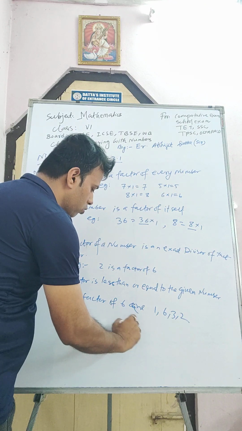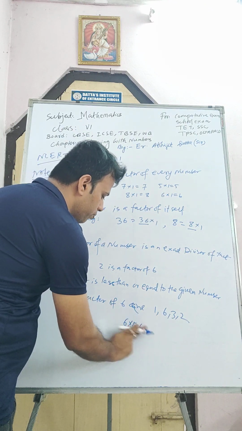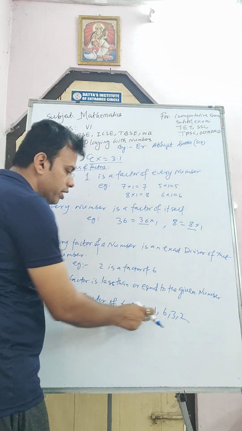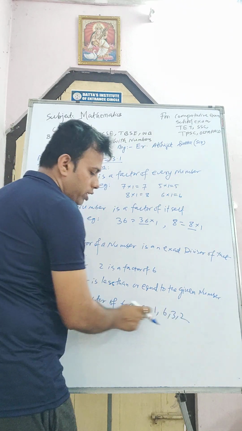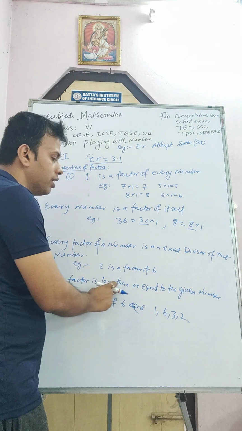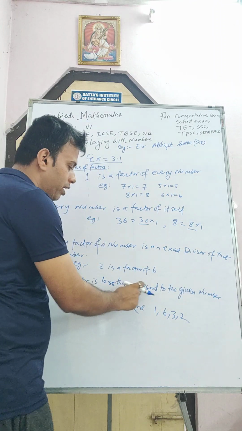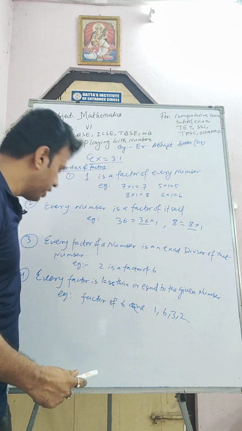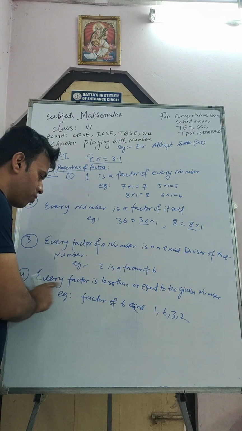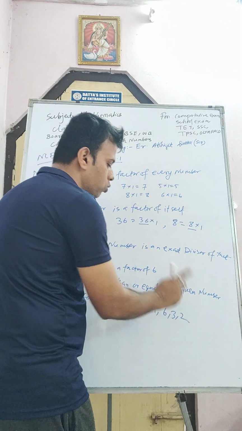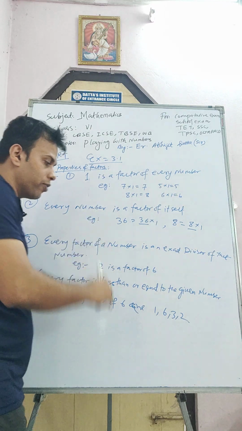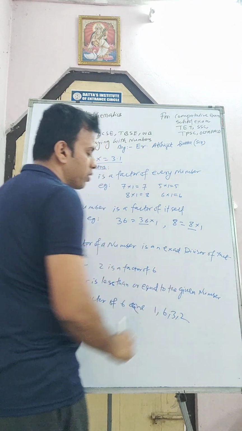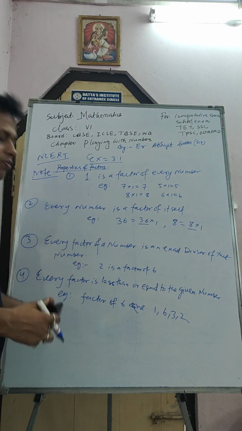If I take the factors of 6, there is 6 into 1 equal to 6. So 1 is less than 6, that is a small number. 3 is also less than 6, and 2 is also less than 6. That is, we can say every factor is less than the given number. Now, or equal: 6 is also a factor. So 6 is equal to 6, isn't it? That's why they said every factor is less than, that is, 1, 3, 2 are less than the number 6, and equal, that is, 6 is also a factor. So every factor is less than or equal to the given number.